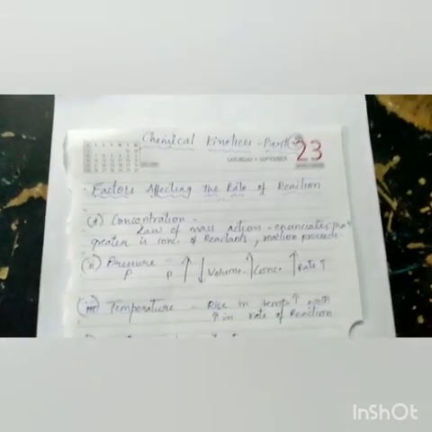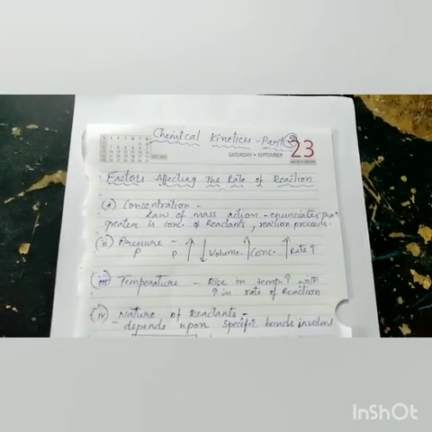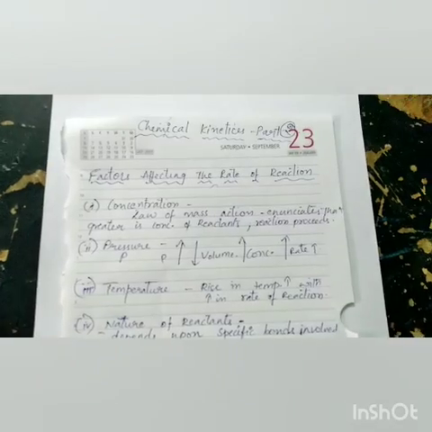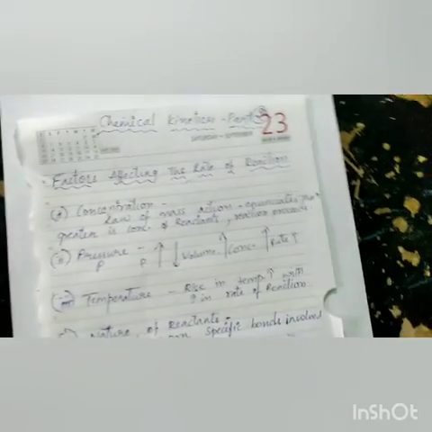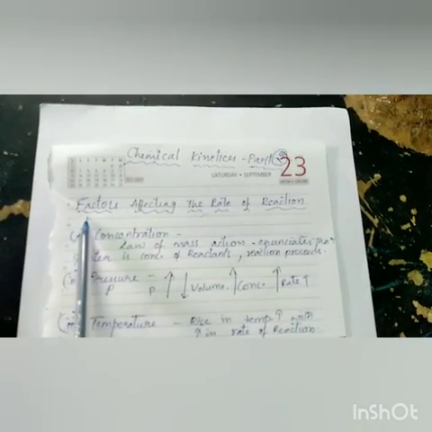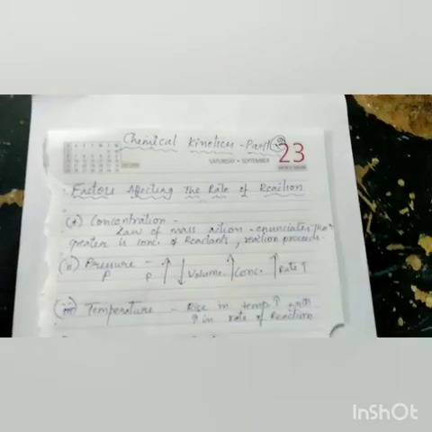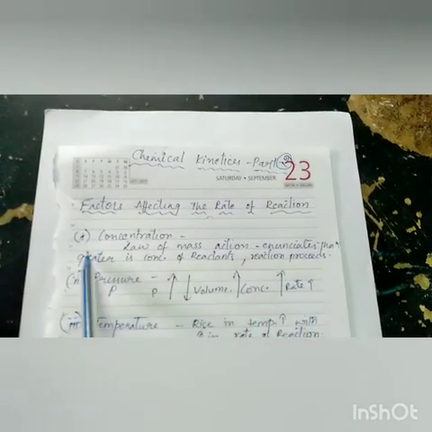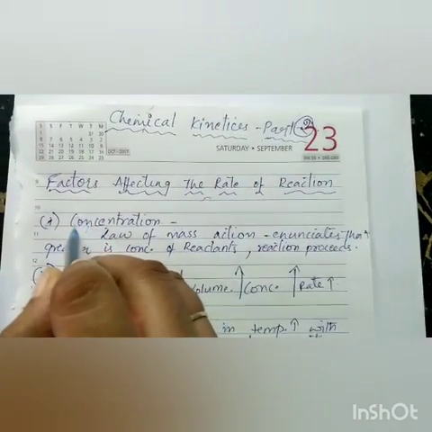Students, this is chemical kinetics part 2. You would have seen part 1, where I talked about the rate of reaction and instantaneous rate of reaction. So here I'm going to talk about the factors affecting the rate of reaction. So what's the first factor? The first factor is concentration.